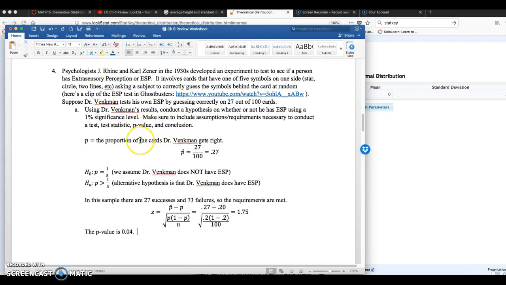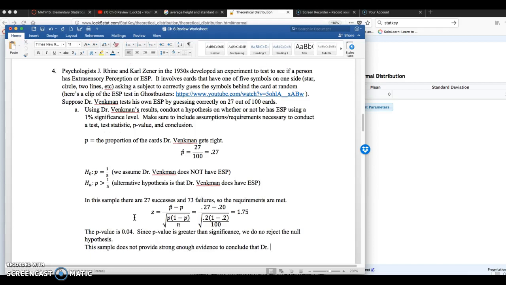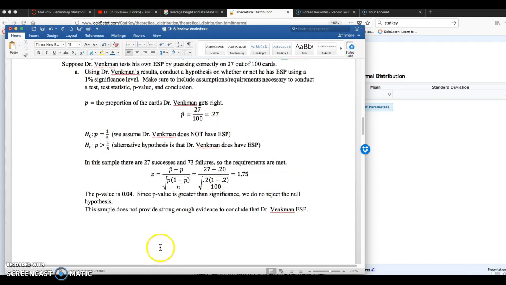So then the decision on this, we're comparing this to a 1% significance. Since p-value is greater than significance, we do not reject the null hypothesis. Although Dr. Venkman did get more than 20%, he got 27%, this sample does not provide strong enough evidence to conclude that Dr. Venkman has any type of special powers. You could say he just got pretty lucky getting 7 more than he should have just by pure chance.